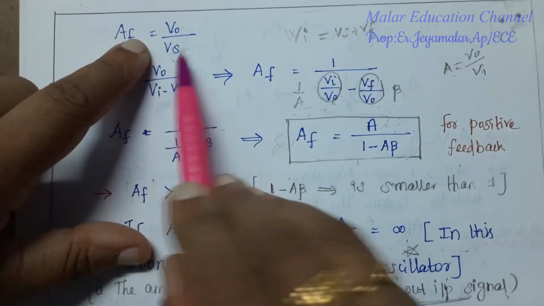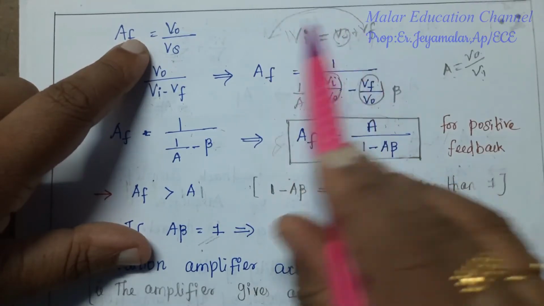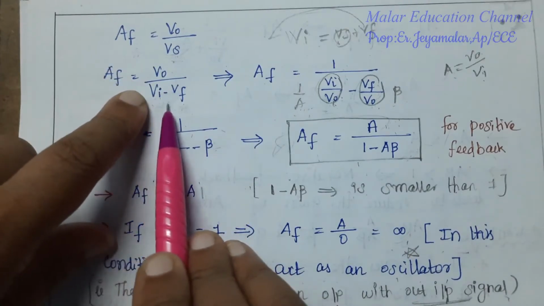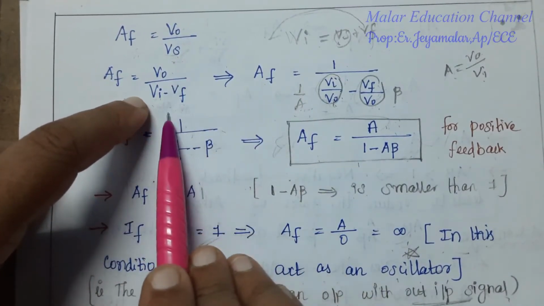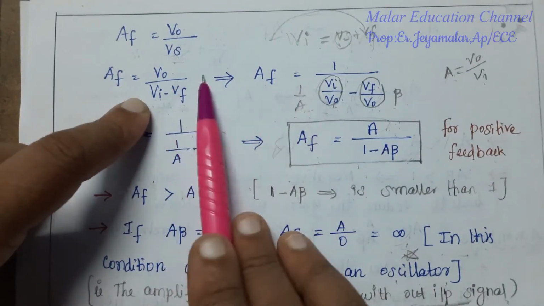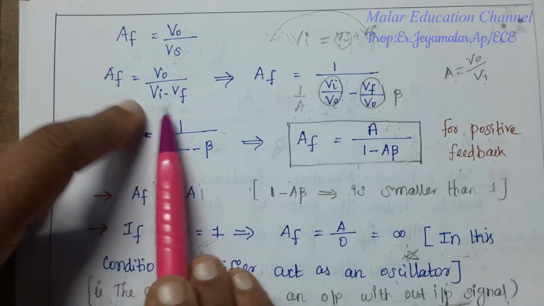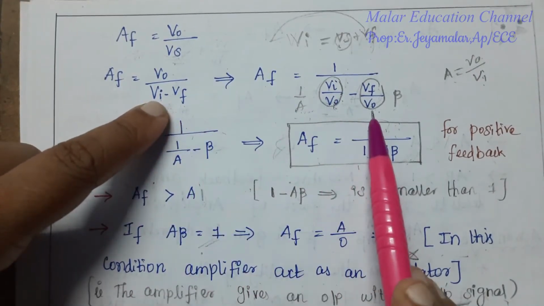Substitute the value of Vs. Here Vs equal to Vi minus Vf. So V0 divided by Vi minus Vf. Next step, you have to divide numerator and denominator by V0. Numerator term V0 by V0 equal to 1. Denominator term Vi by V0 minus Vf by V0.